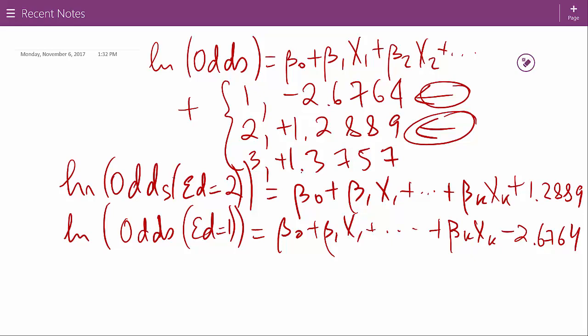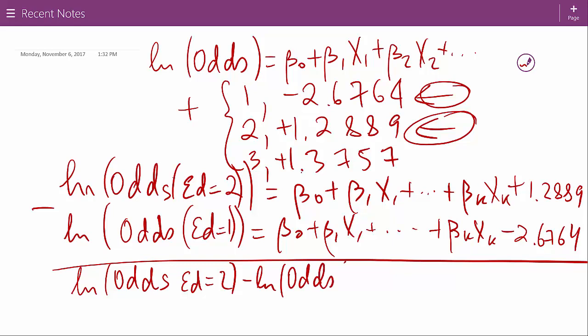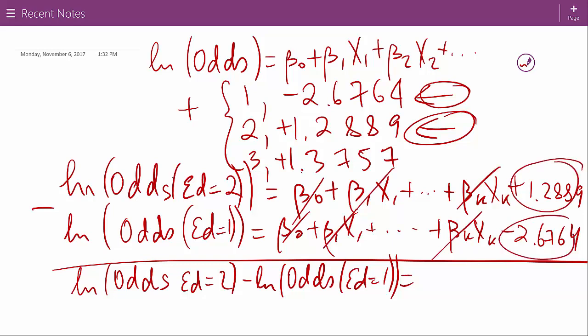And I'm going to do exactly the same trick. Okay? I'm going to subtract the second one from the first one. So therefore, I'm going to have natural log of odds for ed equals 2, master's degree, minus natural log of odds for ed equals 1, undergrad degree. All the betas, all the x's, they cancel out, right? And the only thing that I have is difference between this number and that number. Agree? Yes, yes, yes. Agree.